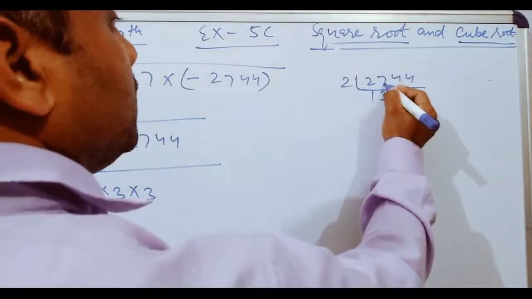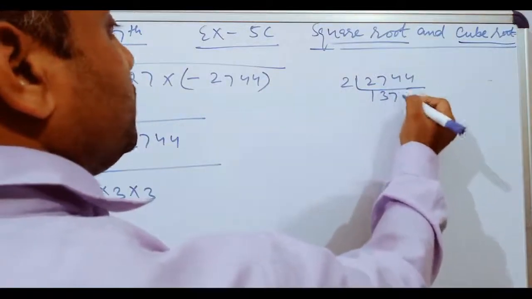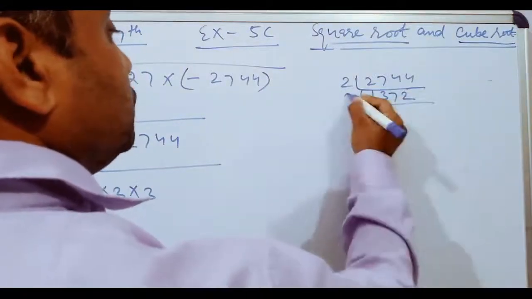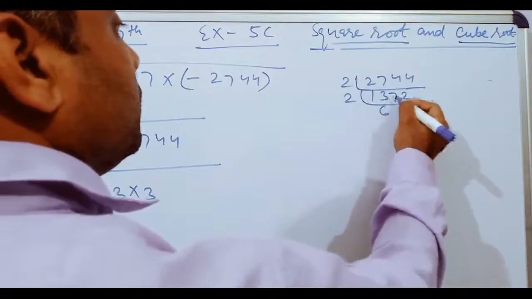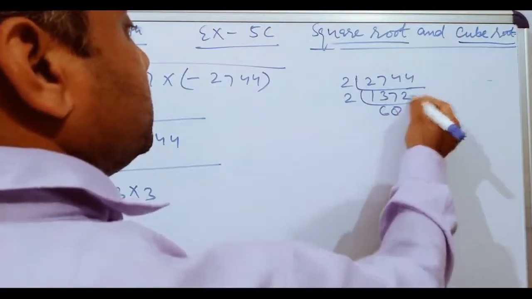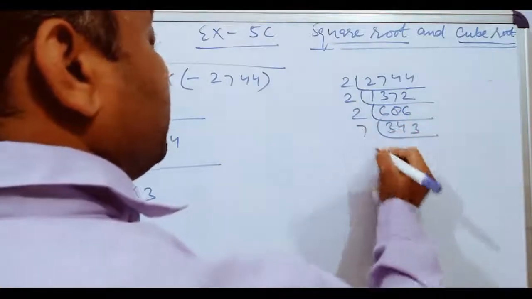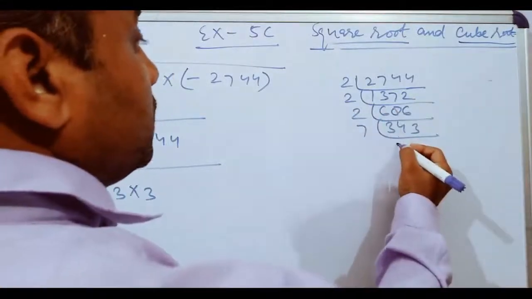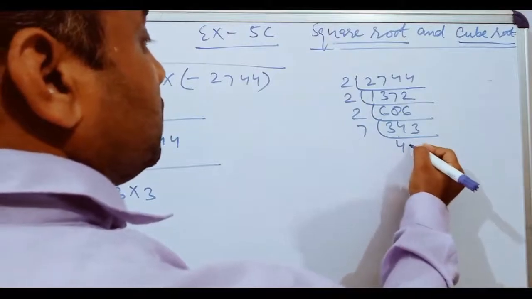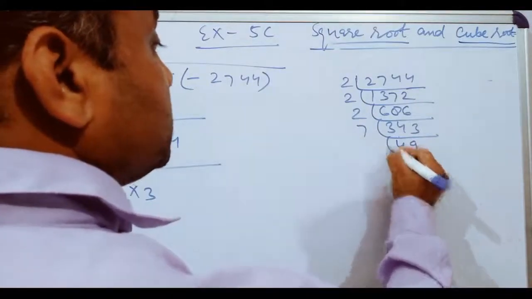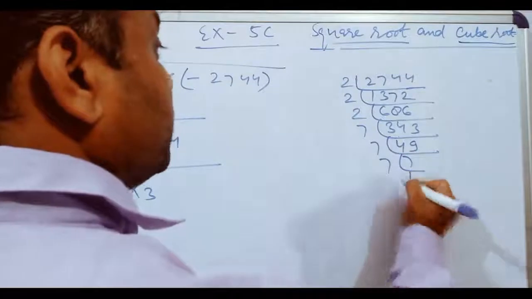2 1s are 2, 2 3s are 6, 2 7s are 14, 2 2s are 4. Last digit 2, 2 6s are 12, 2 1s are 2, 2 8s are 16, 2 6s are 12, 2 3s are 6, 2 4s are 8, 2 3s are 6. Now by 7, because this is a cube of 7. 7 4s are 28, 7 9s are 63, 7 7s are 49, 7 1s are 7.